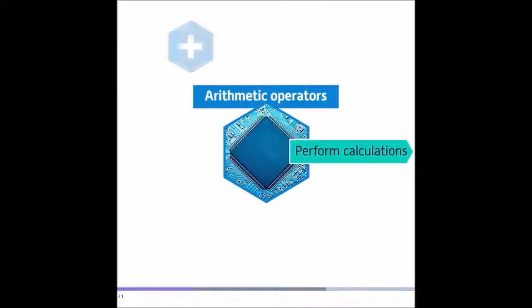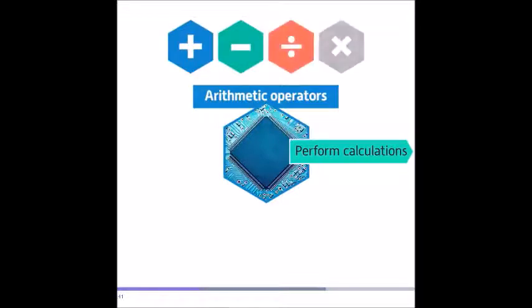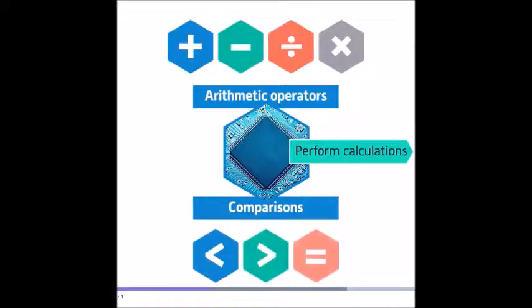As well as following instructions, processors perform calculations. These might involve arithmetic operators, such as plus, minus, divide, and multiply. They might also involve comparisons between two values to see if one is less than, greater than, or equal to the other. An individual action performed by a processor is usually a very trivial one.